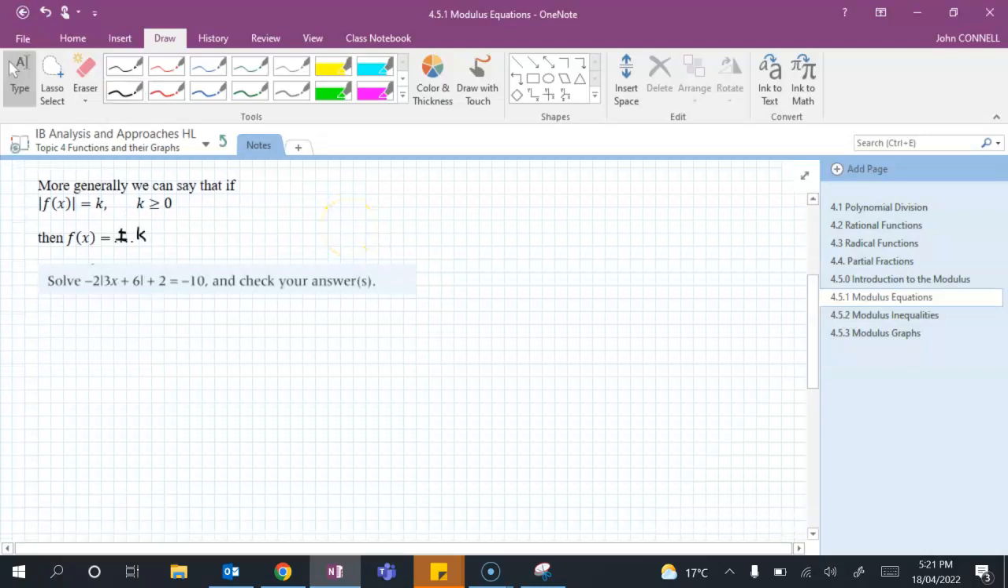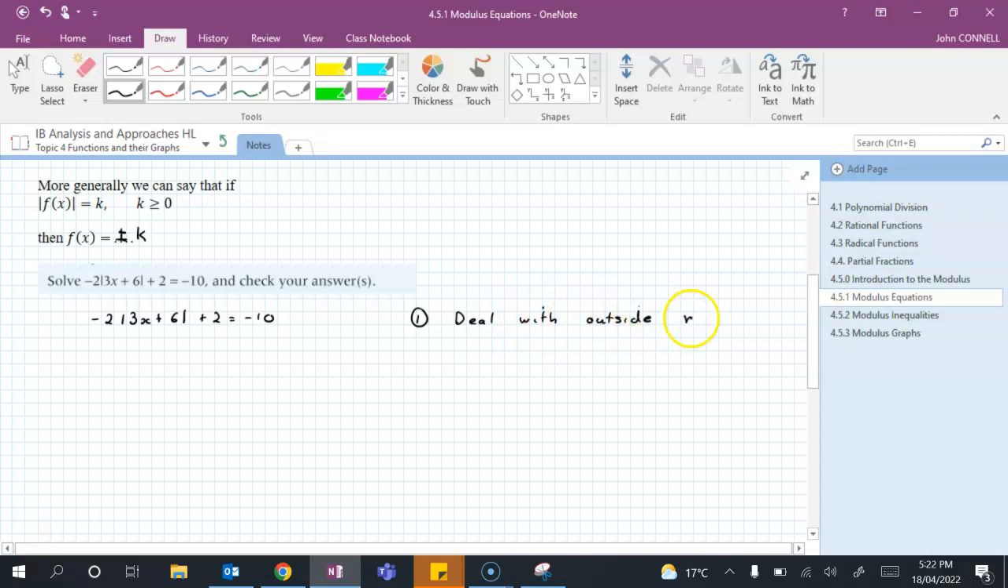Okay, alright, so what we're going to do first of all is whenever we solve a modulus equation, we're going to rearrange it to get it into the modulus of the expression equals a number. So we deal with the outside bits first. So I've got minus 2, modulus of 3x plus 6, plus 2 equals minus 10. So we're going to deal with the outside numbers first.